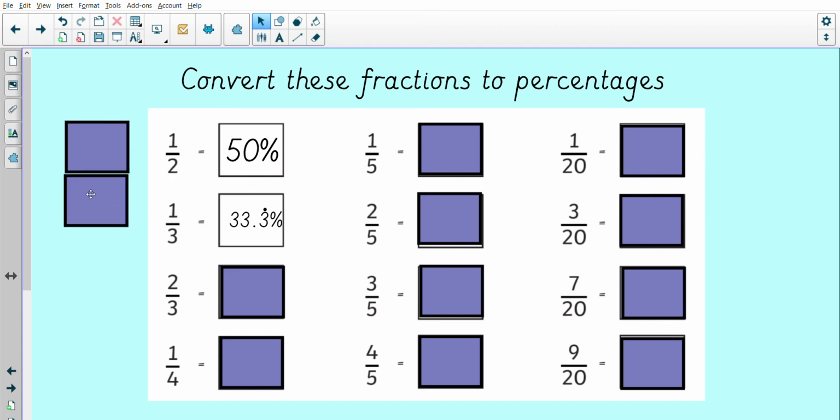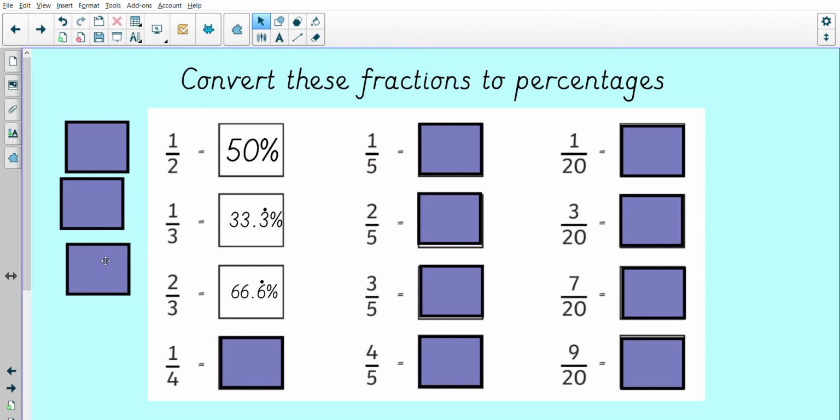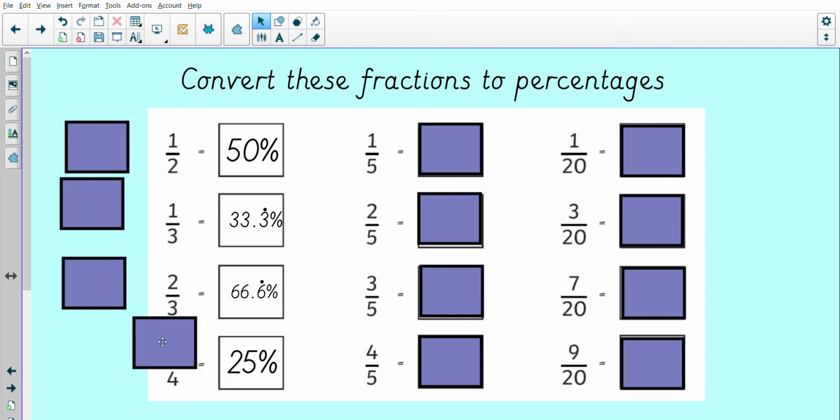A third, now this is a tricky one, is 33.3%, because if I divide 100 by 3, see how many times it fits into, it's going to be a recurring number. 2/3, therefore, if 1/3 is 33.3%, 2/3 is 66.6%, well, 6 recurring. 1/4 is 25%.